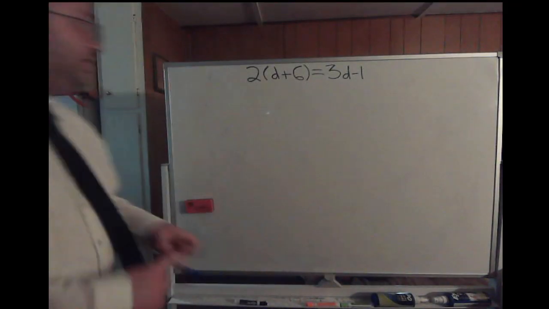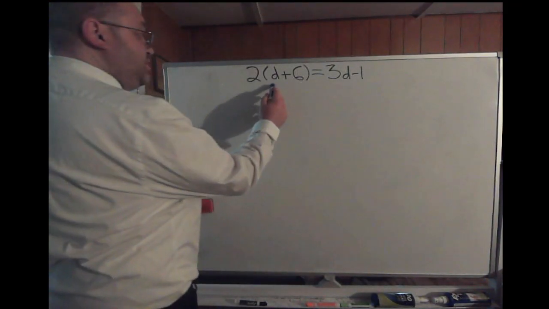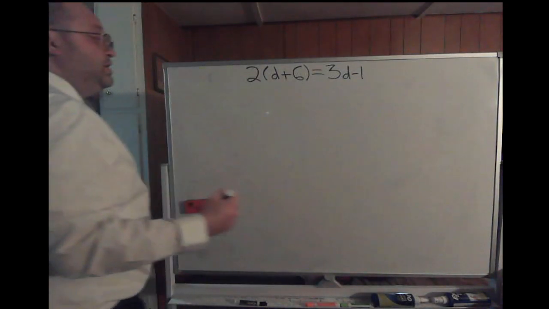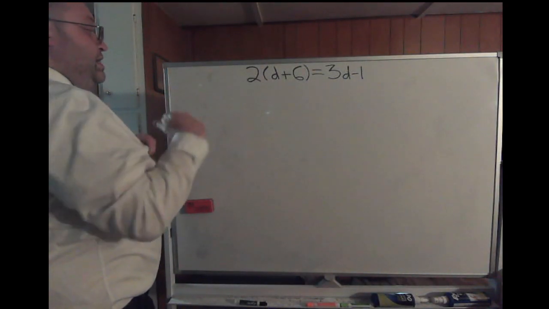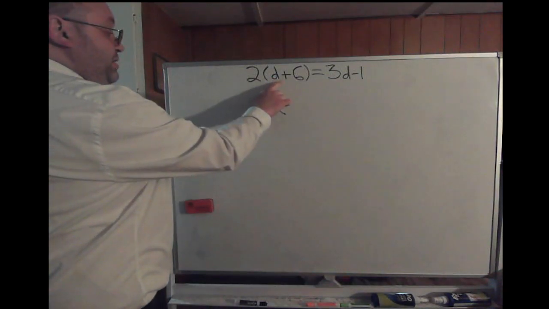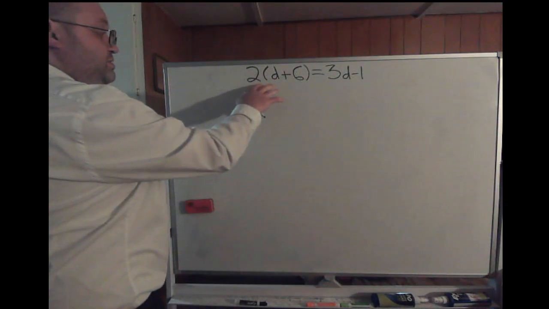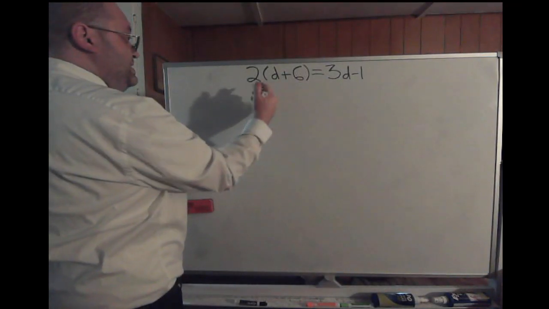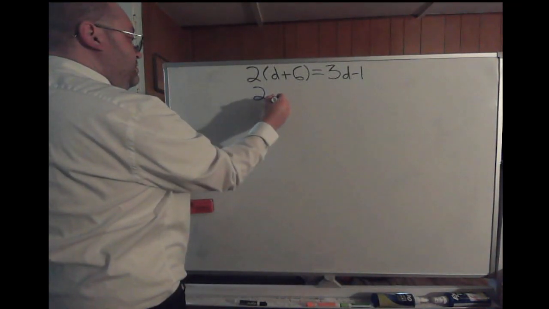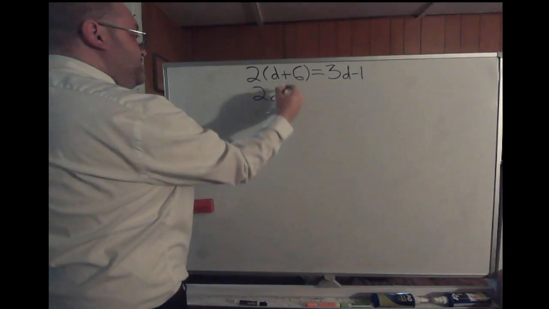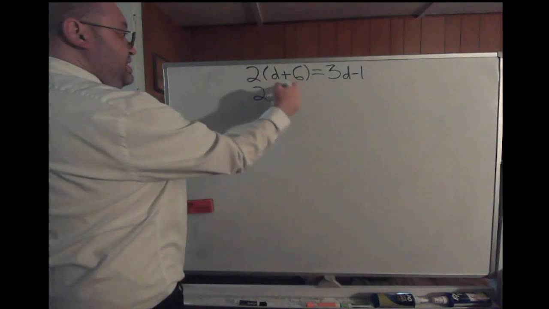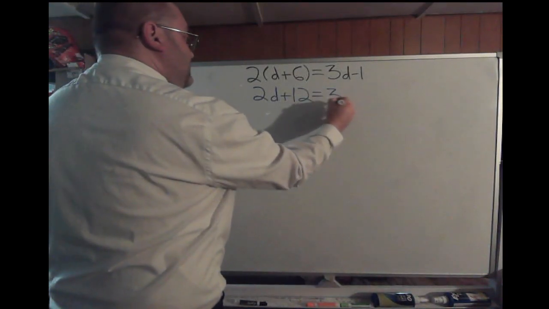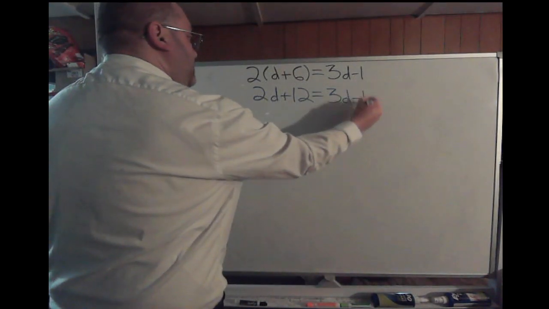So here we are given the equation 2 times the quantity of d plus 6, that is equal to 3d minus 1. Well, basically all you're going to do is the distributive property wherever you see those parentheses. So if we take 2 times d, you'll get 2d plus that 2 times 6. Then you do plus 2 times 6, well, that'd be 12. You'll set that equal to 3d minus 1.